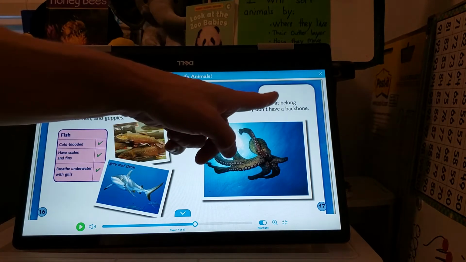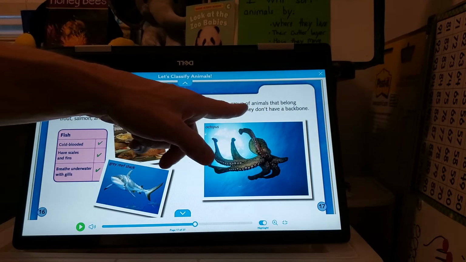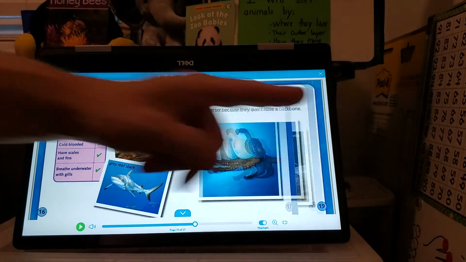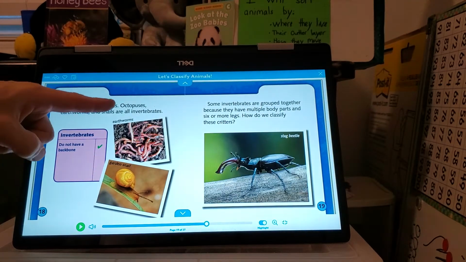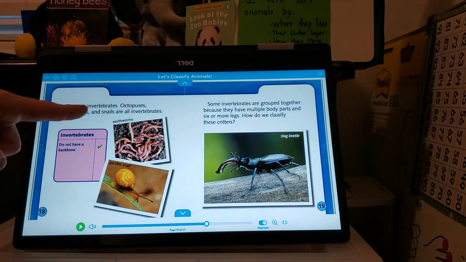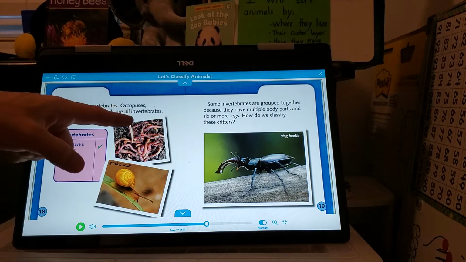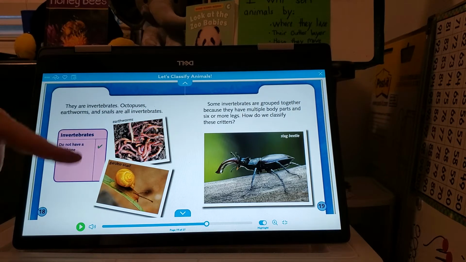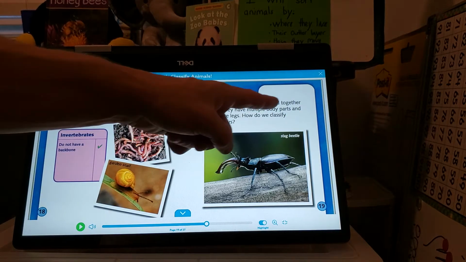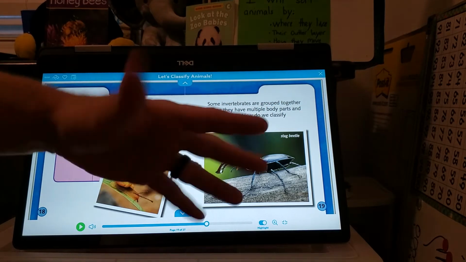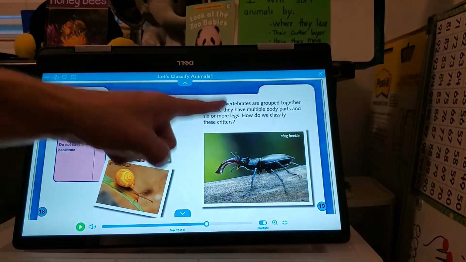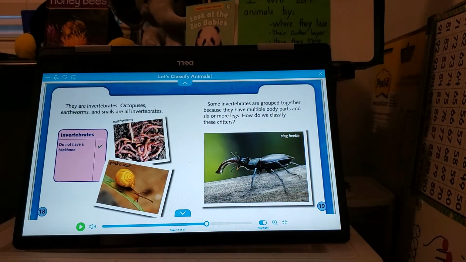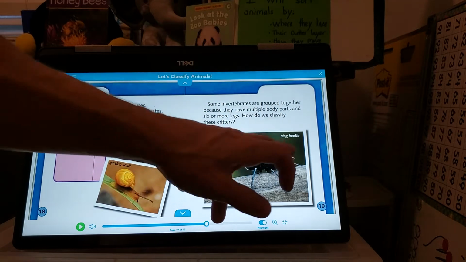There is a group of animals that belong together because they don't have a backbone, like octopus. They are invertebrates. Octopus, earthworms, and even snails are all invertebrates. The word invertebrate means they do not have a backbone. Some invertebrates are grouped together because they have multiple body parts and 6 or more legs. What type of animals do you think these are? How do we classify these critters?